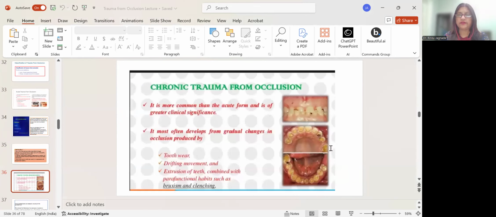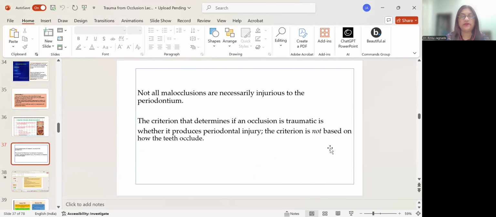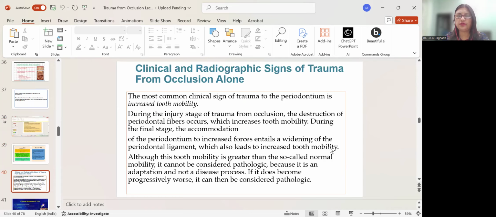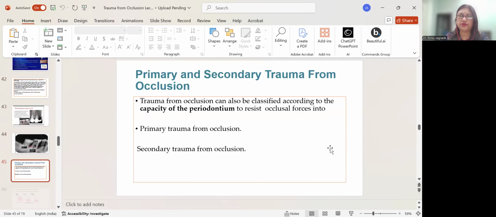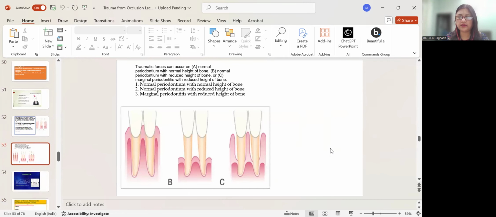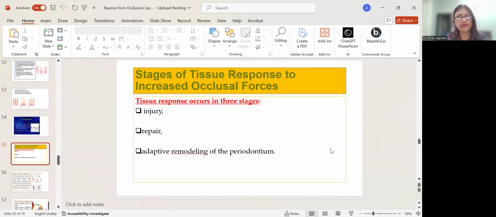We have seen that there are two kinds of trauma from occlusion: primary trauma from occlusion and secondary trauma from occlusion, or it may be acute or chronic trauma from occlusion. Now we will see what happens when the injury has occurred. When the injury occurs, the tissue response occurs in three stages: injury, repair, and adaptive remodeling of the periodontium.